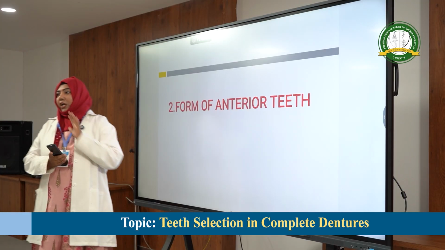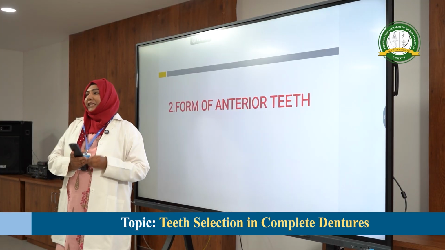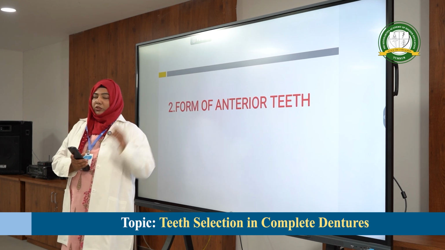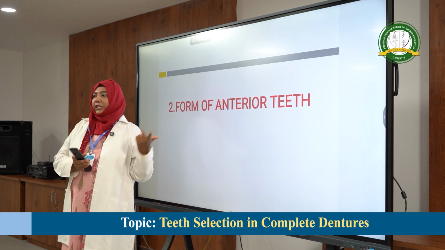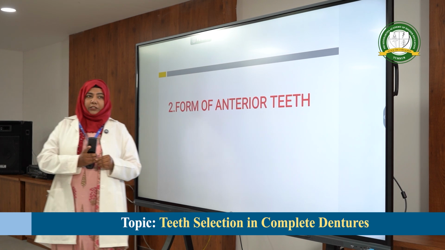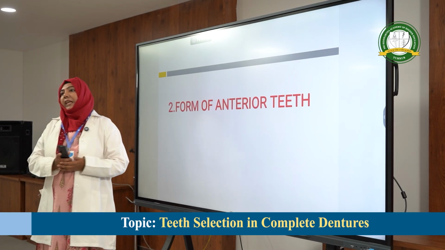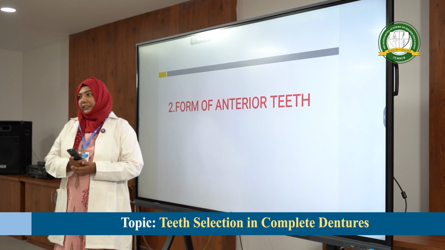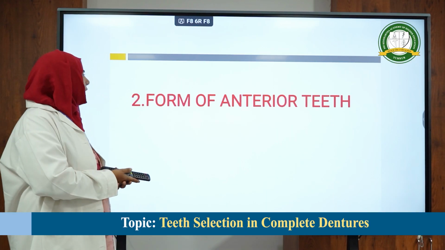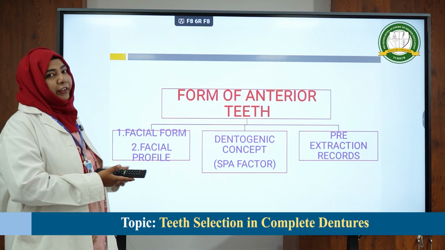So this is all about selecting the size of the maxillary anterior teeth. Those are the methods you have to consider to select the size of the maxillary anterior teeth. Then we have a second consideration, that is the form of the anterior teeth. To select the form of the anterior teeth, again we have different methods.